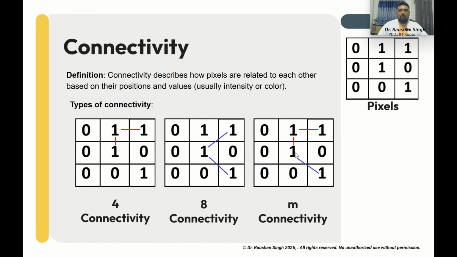So in that case we have to always consider only 4 connectivity. If I say we have to move from this point to this point, we have to move like this, like this, like this, not like this. So in that case you always have to consider 4 connectivity. So this is 4 connectivity, this is 8 connectivity, and this is m connectivity. Same like 4 adjacency, 8 adjacency, and m adjacency.